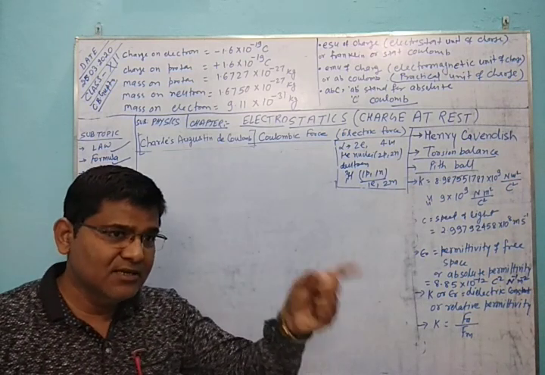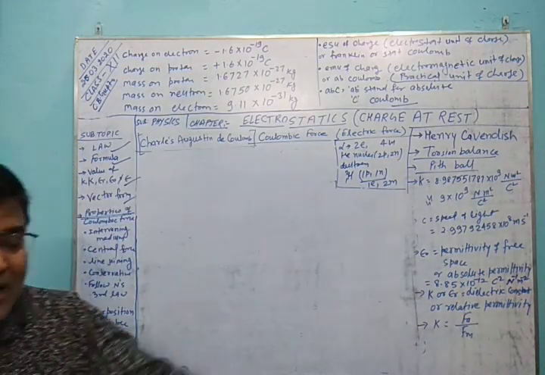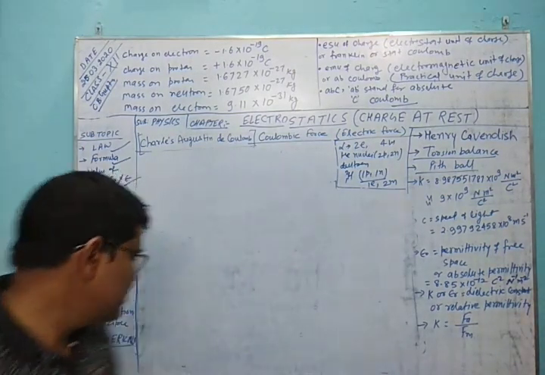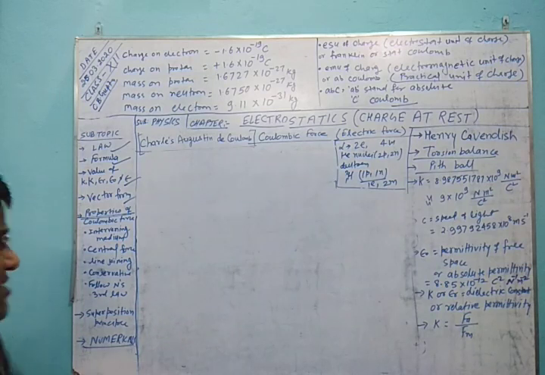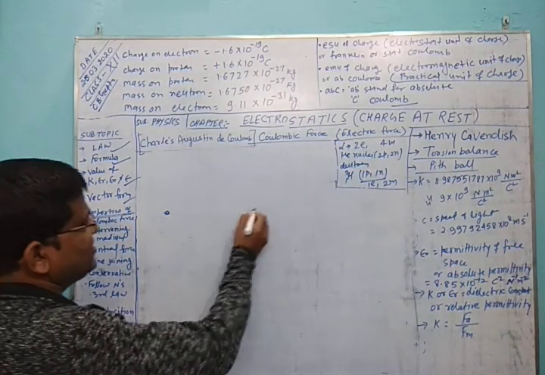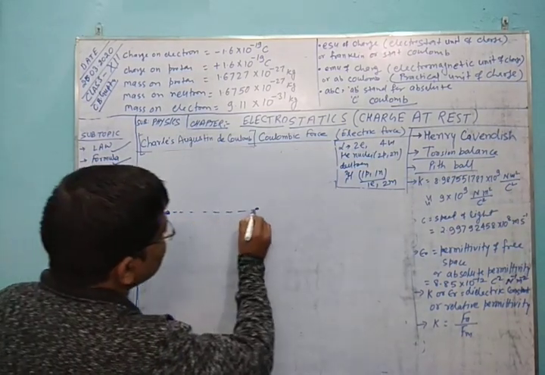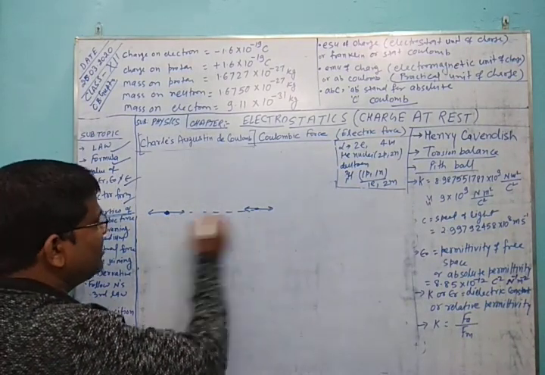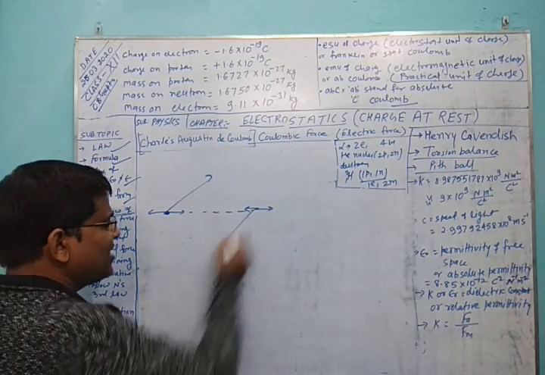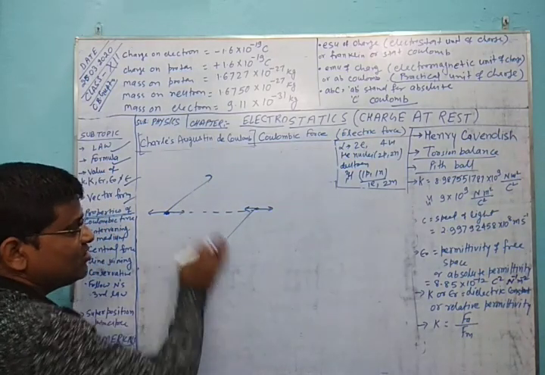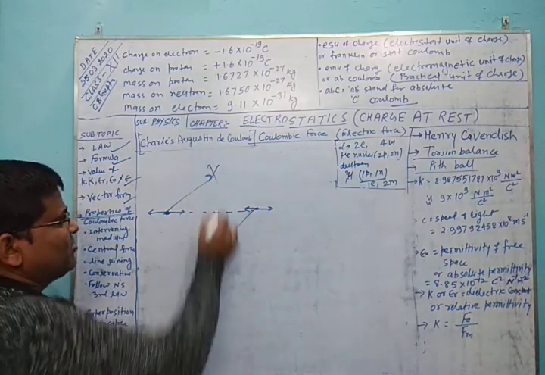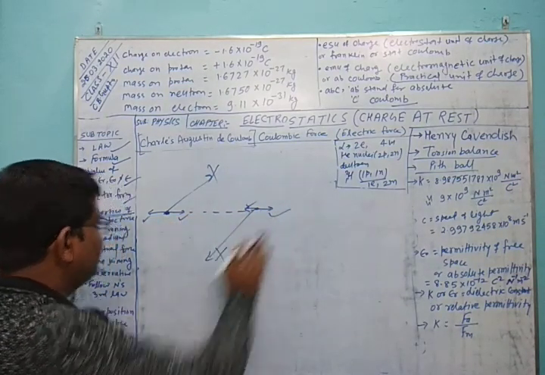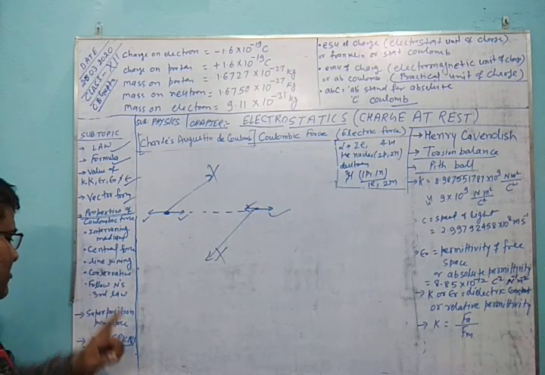Central force. Central force means, as I discussed in class 11, the force acts along the line joining the center of one body to the center of another body. If there are two charged particles, then the attraction or repulsion force acts along the line joining them, either this way or that way, but never in any other direction, because these are equal and opposite. This is the line joining force.